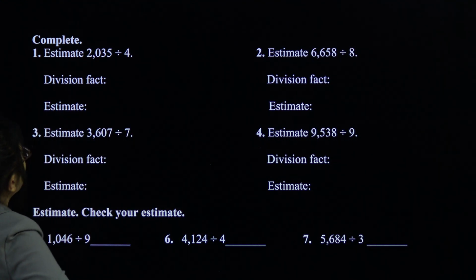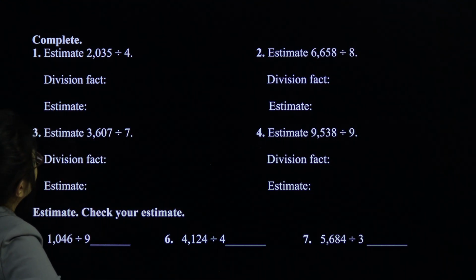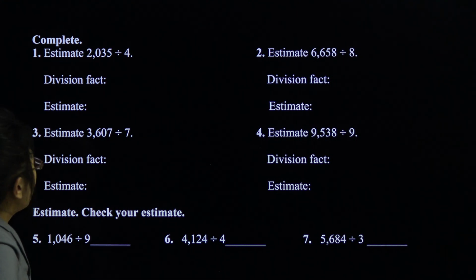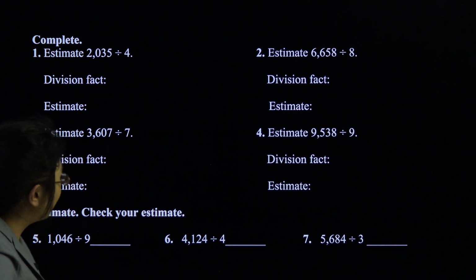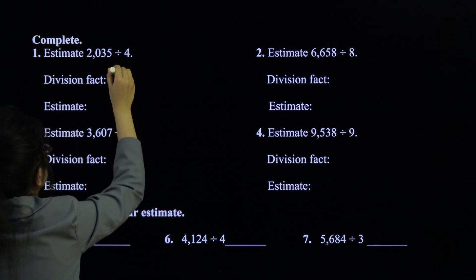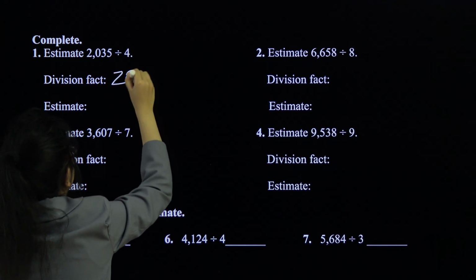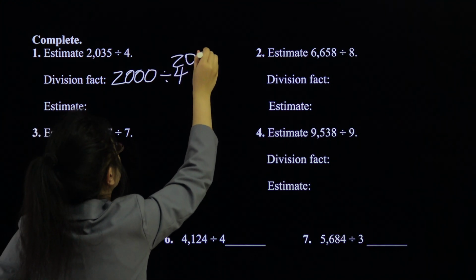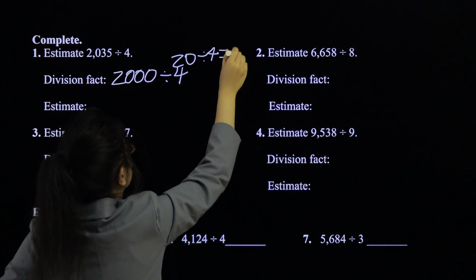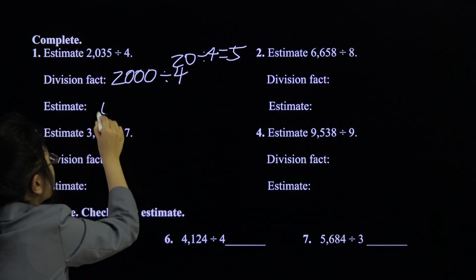Estimate 2,035 divided by 4. Now we already have 20 over here. 20 divided by 4 is 5. So the division fact would be 2,000 divided by 4, or 20 divided by 4, which is 5. So the estimate would be 500.